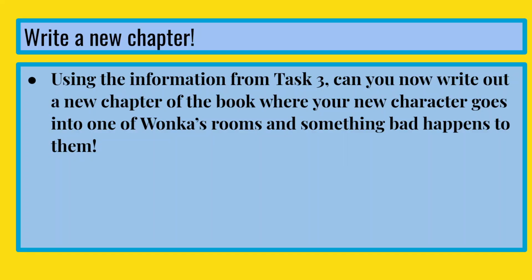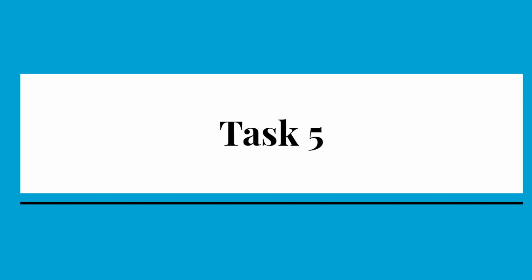Our next task is, using all of this information, let's see if we can write a new chapter of the book. Can you now write out a new chapter of the book where your new character goes into one of Wonka's rooms and something bad happens to them? So try and see if you can write in the style of Roald Dahl when he wrote Charlie and the Chocolate Factory. Use lots of made up words, use his imagination loads. And so I want to know what amazing thing happens to your character, and I'd love to be able to read some of them. So send them in, please.